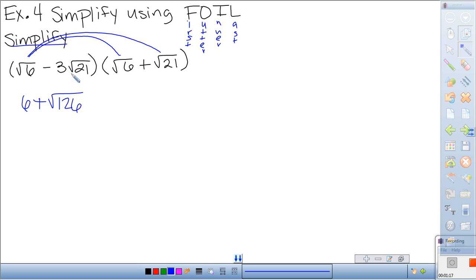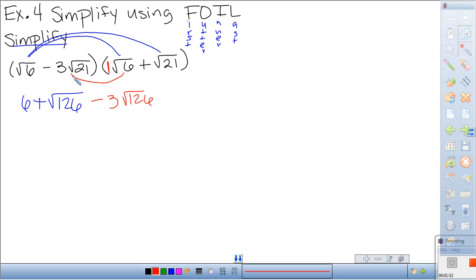So the inside, negative 3 square roots of 21 times the square root of 6. So negative 3. And you keep that number outside the radical because, remember, there's an imaginary 1 outside of every radical, just like with a variable. So negative 3 times 1, negative 3, and then multiply your radicals together, which we just did a minute ago. So the square root of 21 times the square root of 6 is still the square root of 126.